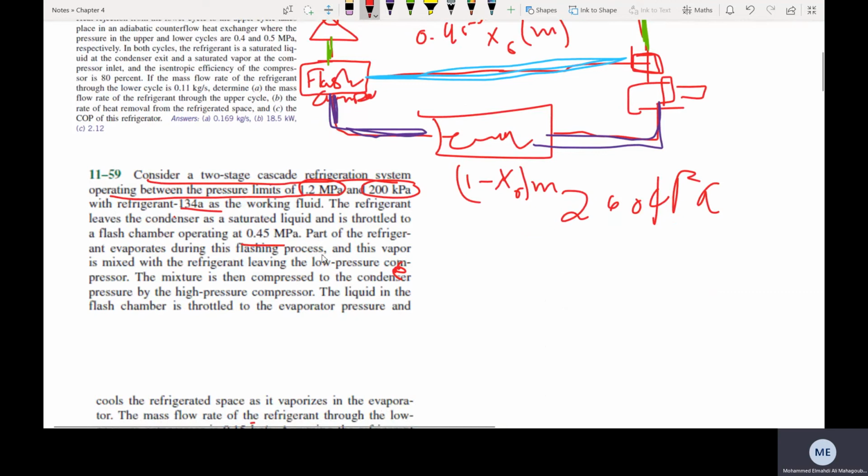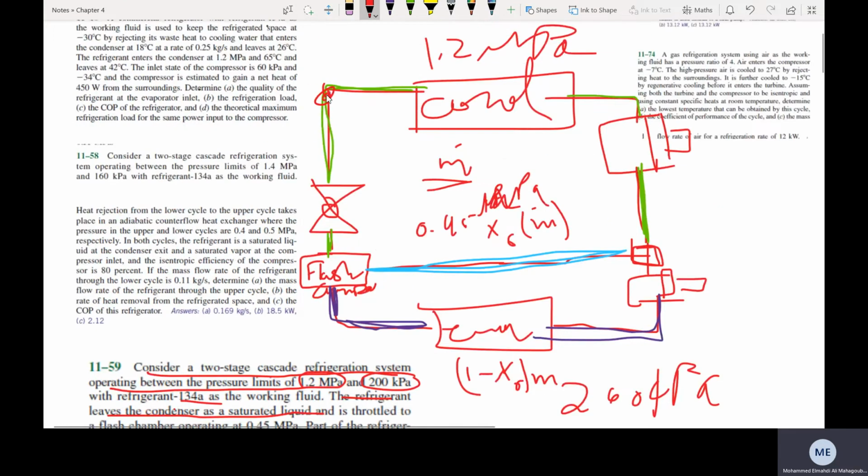Now we have a part of the refrigeration that evaporates. He just explains the cycle. The liquid in the flash chamber is throttled. The refrigerant leaves the condenser as a saturated liquid and is throttled to a flash chamber. So this is the condenser, and this point is saturated liquid. Of course, this point is always going to be a saturated liquid if I don't have information, and this point is always going to be a saturated vapor if I don't have information.